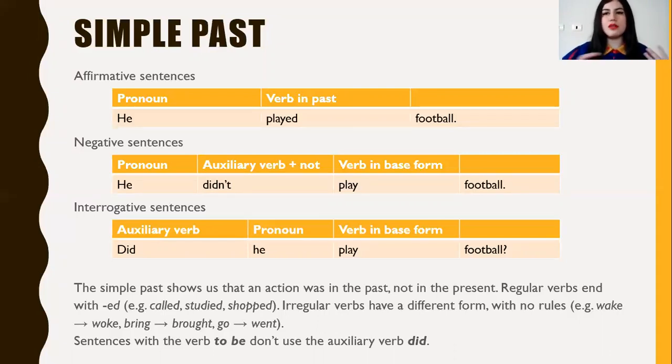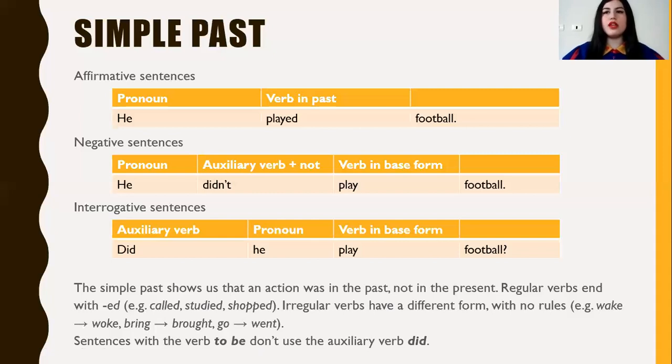Regular verbs, all of them end with ed. Remember that. There's some rules. For example, if you have a verb that ends with a y, and before the y we have a vowel, then you just add ed and that's it. But if you have a consonant before the y, then you have to change that y into an i and then add ed. For example, study, studied, and here we have it. Let me just mark it. So here it is. You have to change the y into an i and then add ed.